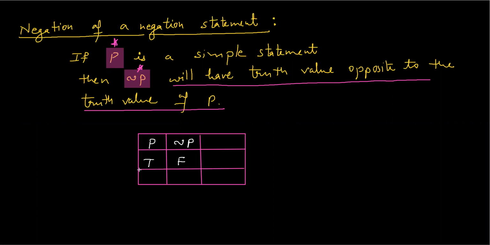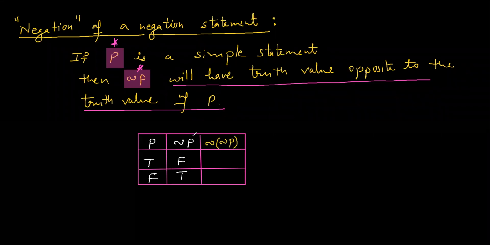And if P is false, then negation of P will be true. Now what we will do is we are writing negation of negation statement. So what I am doing in the third column is I shall write negation of negation P. I'm writing negation of this. I'm writing negation of negation.